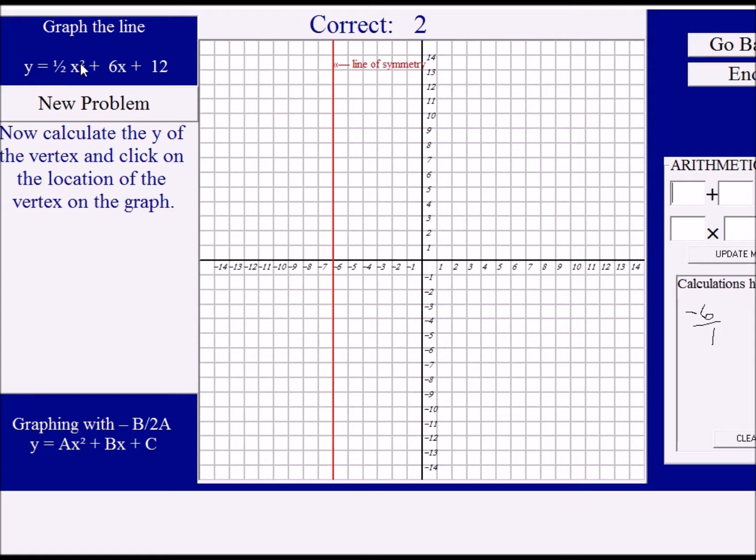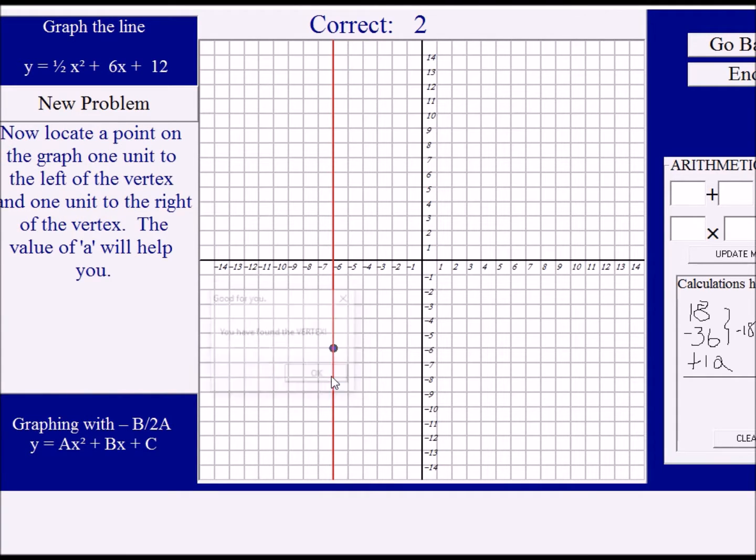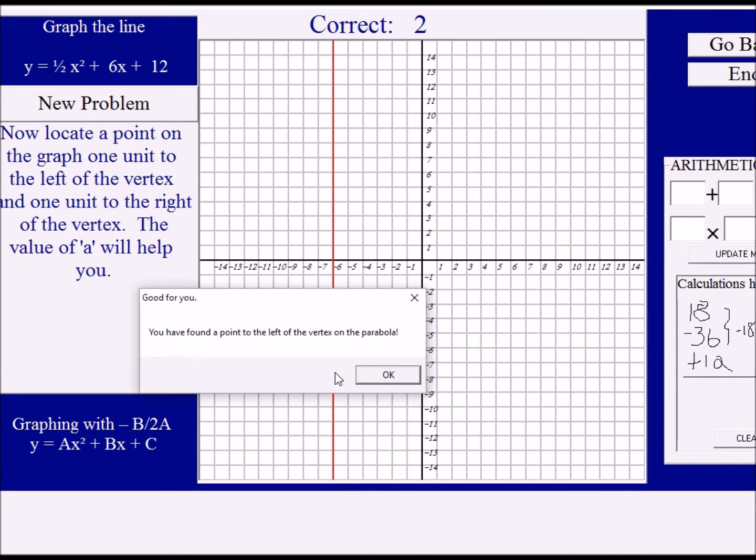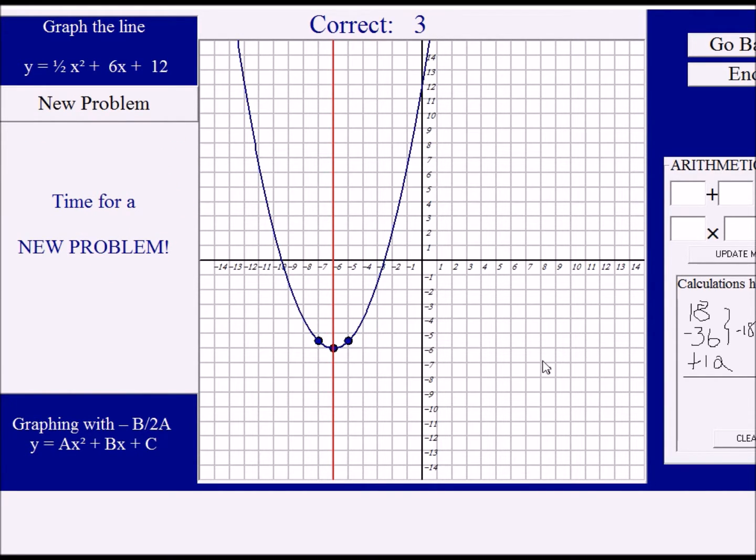Negative 6 squared, let me clear this over here. Negative 6 squared is 36. Half of that is 18. Negative 6 times 6 is negative 36. I think we had numbers like that before. Plus 12, didn't we? Probably not a whole lot of equations I can fit on this screen. So that's negative 18 plus 12 is negative 6. So I'm going to locate the vertex. There it is. I look at the 1/2 to see the shape. It's going to go up a half on either side. There's the graph. Hope you followed that.